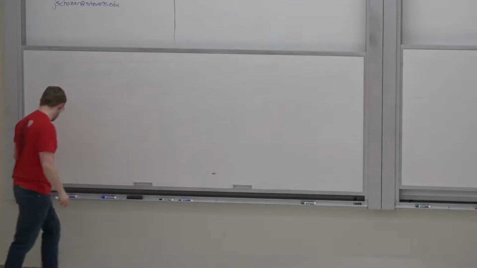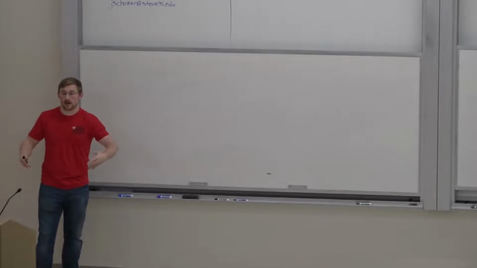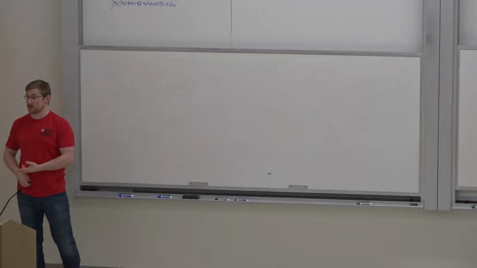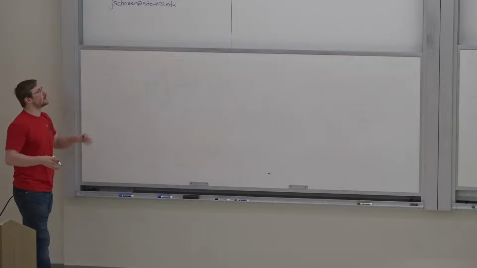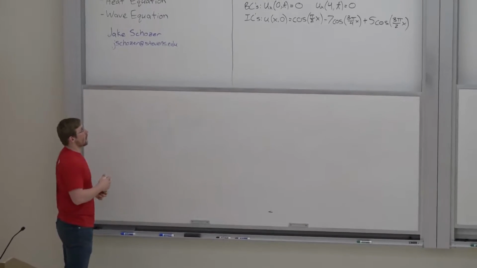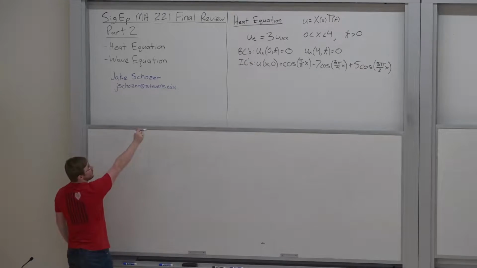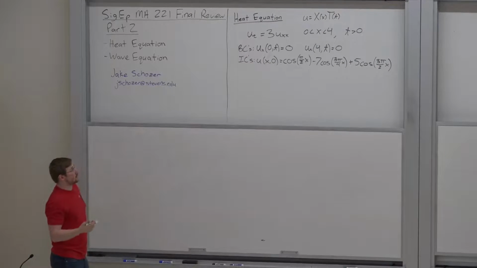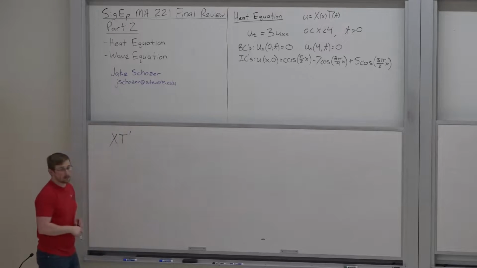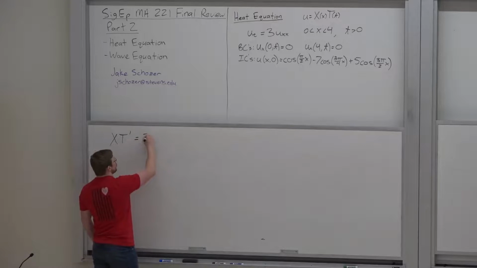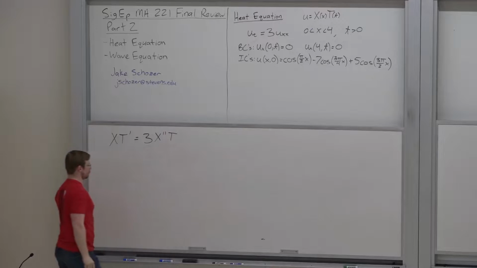We know that the first thing we're doing is separation of variables. So we're going to do the same steps that we do for separation of variables. The first step is, I don't like dealing with that u sub t and u sub xx, so I'm going to rewrite it in terms of my capital T's and my capital X's. I know that function u, when I take the derivative with respect to t, is just going to give me a capital X times capital T prime, and that's going to equal 3 times capital X double prime times capital T.